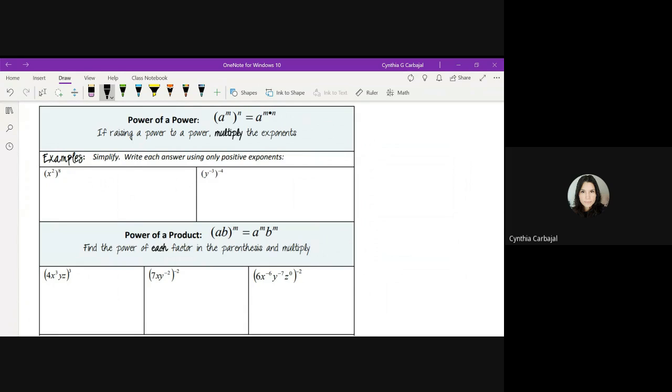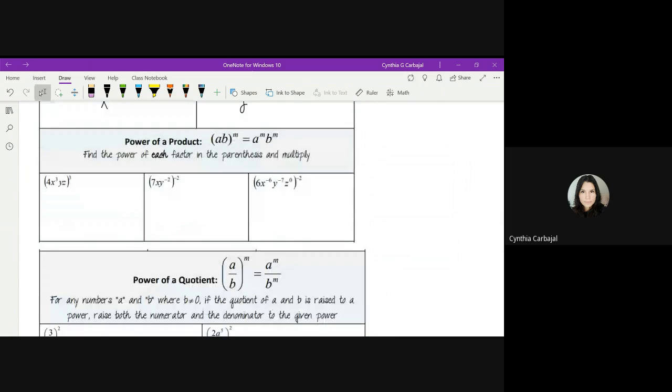So we multiply their exponents. It's going to be x to the power of 16. If we have y to the negative third, negative 3 times negative 4 is positive 12. Okay, so y to the 12.